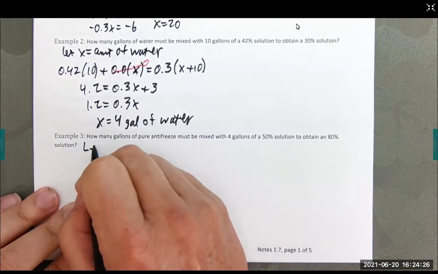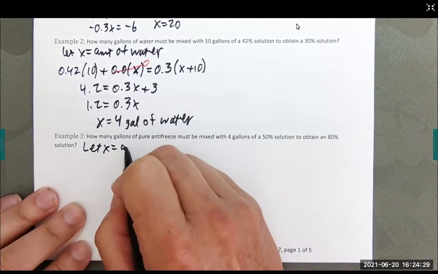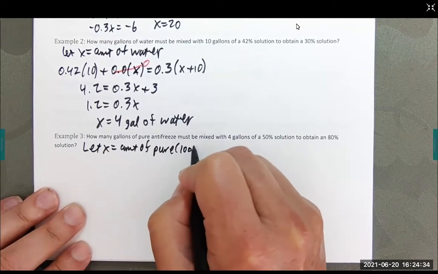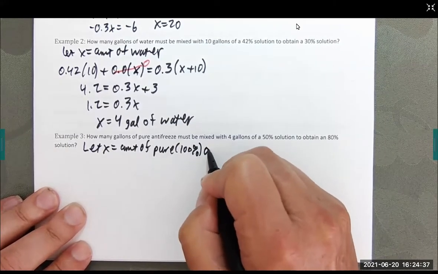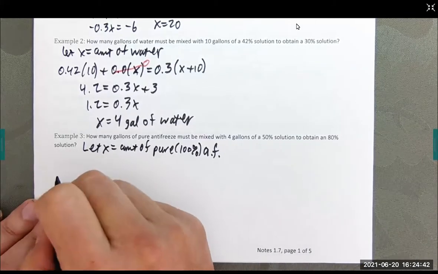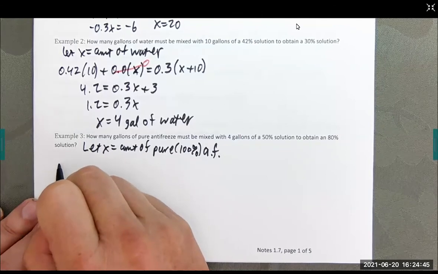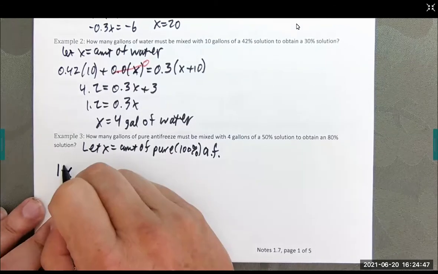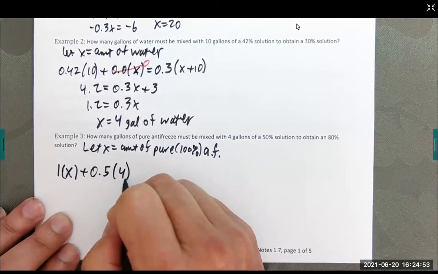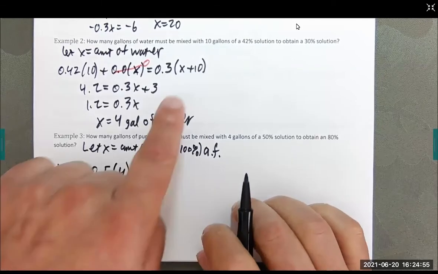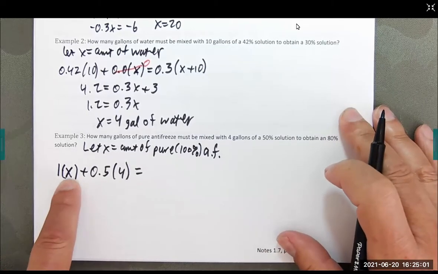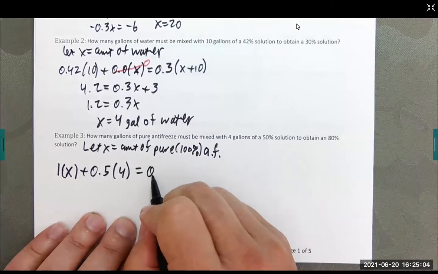So I'm going to let x equal the amount of pure, or 100%, antifreeze. And so this is going to be 100% times x plus 50%, 4 gallons there. Now I want to point out once again, kind of like up here, the total amount of liquid that we are going to have at the end is going to be x plus 4. And that needs to be an 80% solution.